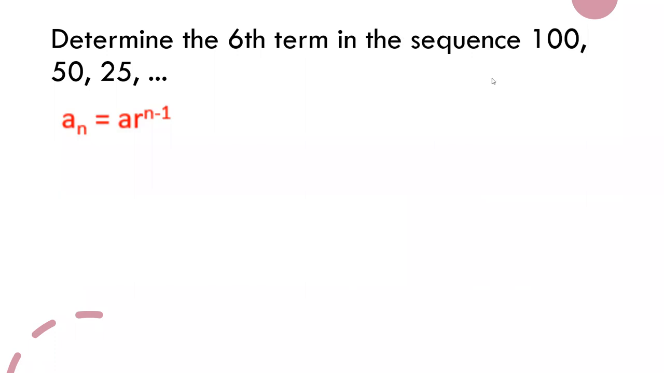How about this one? We have here, determine the sixth term in a sequence 100, 50, 25. Kung mapapansin nyo, pababa siya. 100, 50, 25. So, ano in-expect natin na ratio dito kung pababa ang number? Fraction. Correct. It will be fraction. So, identify muna natin yung apat na nawawala, which is your A sub 6, your A sub 1, your R, and your N.